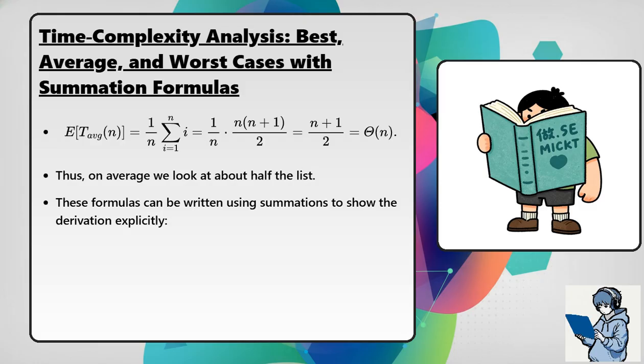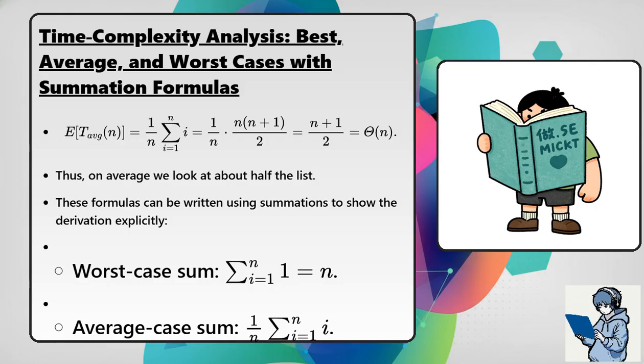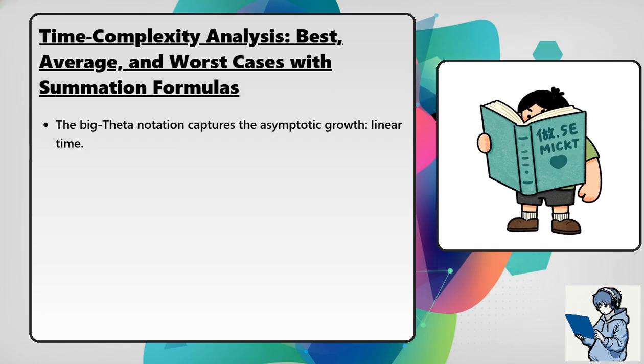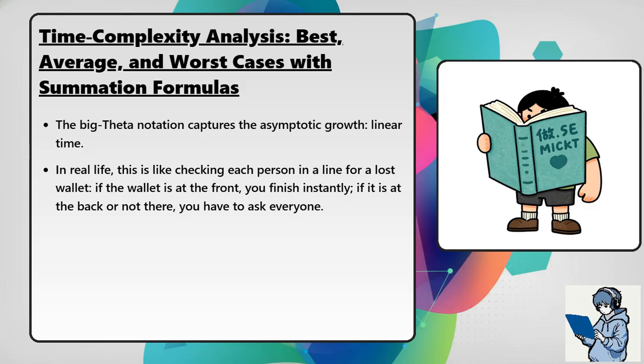These formulas can be written using summations to show the derivation explicitly. Worst case sum equals the sum from i equals 1 to n of 1 equals n. Average case sum equals 1/n times the sum from i equals 1 to n of i. The big Theta notation captures the asymptotic growth, linear time. In real life, this is like checking each person in a line for a lost wallet. If the wallet is at the front, you finish instantly. If it is at the back or not there, you have to ask everyone.